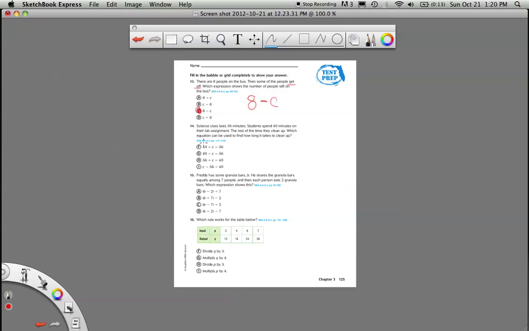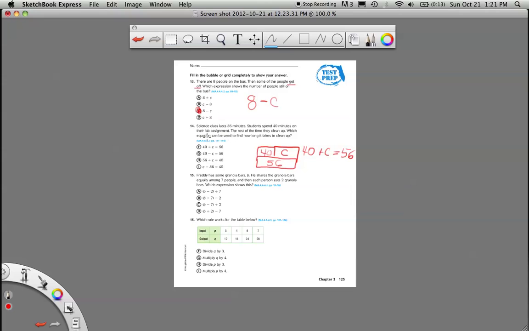and it is C. Okay, number 14. Science class lasts a total of 56 minutes. This whole 56 minutes is what I spend in science class. Students spend 40 minutes of that time doing lab work. The rest of the time they're cleaning up. We don't know how much that is. I'll use a C for clean up. So the time in the lab and the time that we spend cleaning up equals a total of 56 minutes.